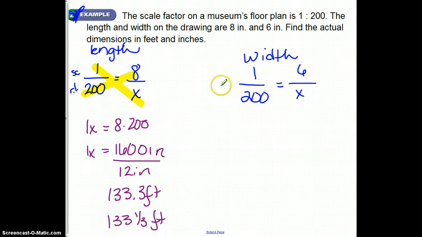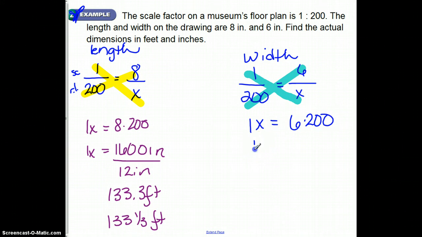Okay, now let's take a look at this one with our cross multiplying. So 1x equals 6 times 200. So 1x equals 1200. And then if I were to divide this by 12 so I can go from inches to feet, then I would get that it's 100 feet.